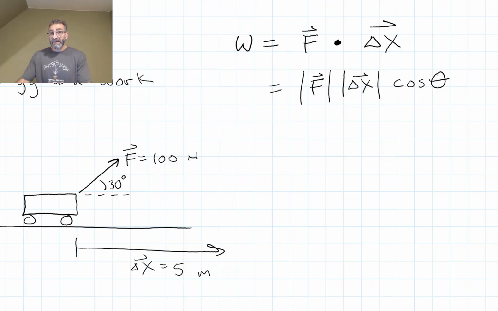So let's see if you understand this equation. Let's look at this example. Instead of pushing to the right on the cart, you're going to use a rope and pull at an angle of 30 degrees. And you're going to keep a constant force of 100 newtons at that constant angle, 30 degrees, the whole time you're pulling on the cart as it moves 5 meters across the track. What's the work done by your pulling force on the cart?